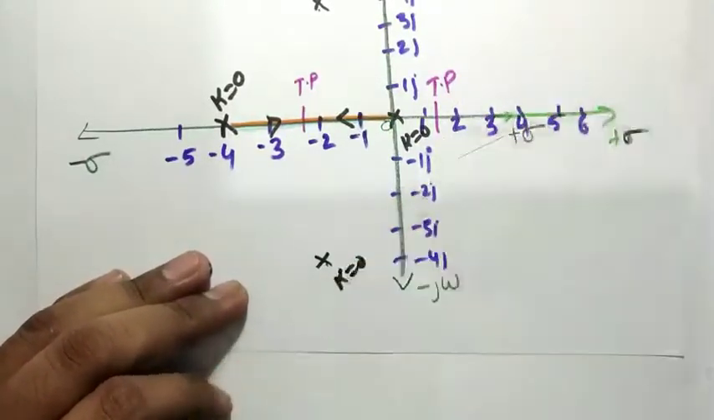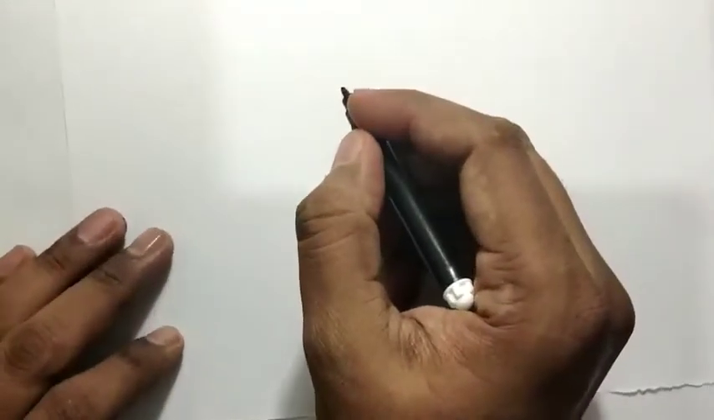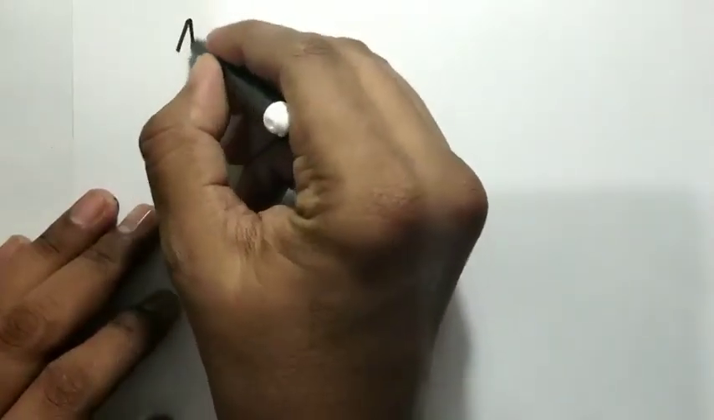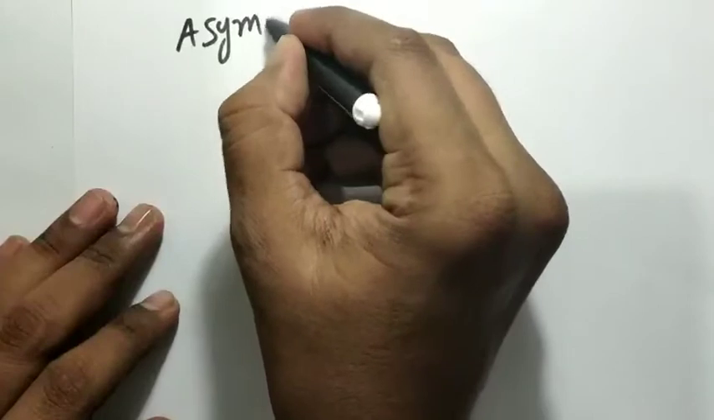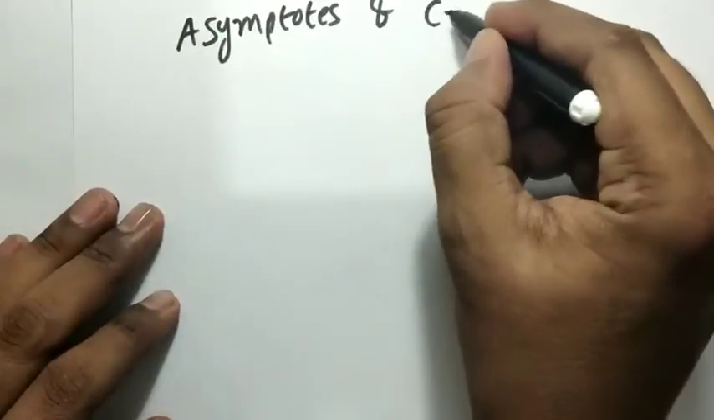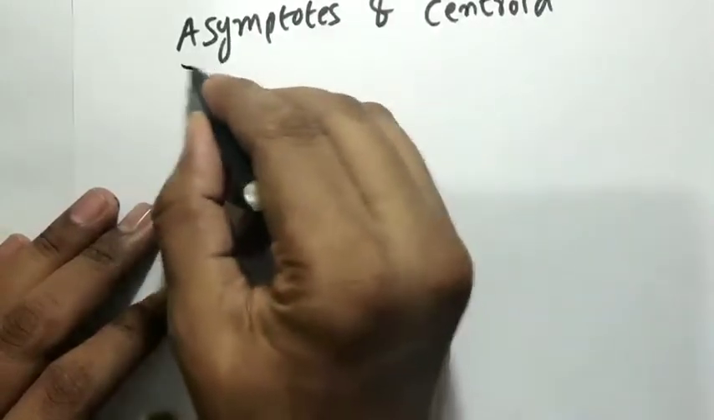So now we find the centroid. The next step is to find the centroid and asymptotes. So now I am going to find the centroid and asymptotes.